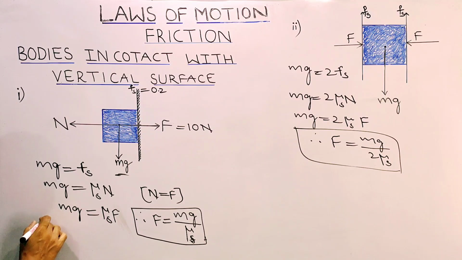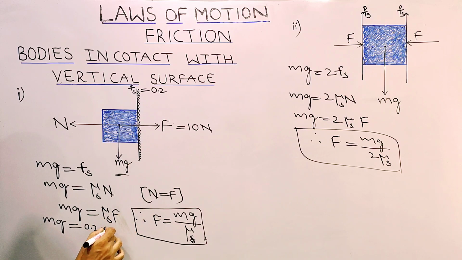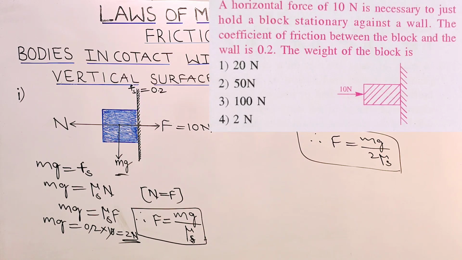Substitute the values, as we need the mg value. mg equals mu s into N. Mu s is given as 0.2 and F is given as 10. So in total, 10 times 0.2, the decimal cancels, gives 2. Weight units are what? 2 newtons. So which option is correct? The weight of the body is 2 newtons. The fourth option is correct. Next question you can take.